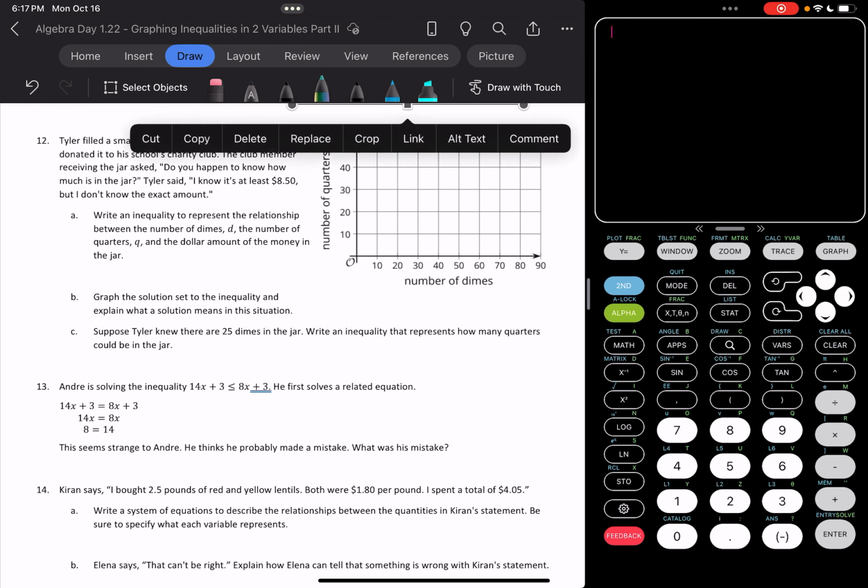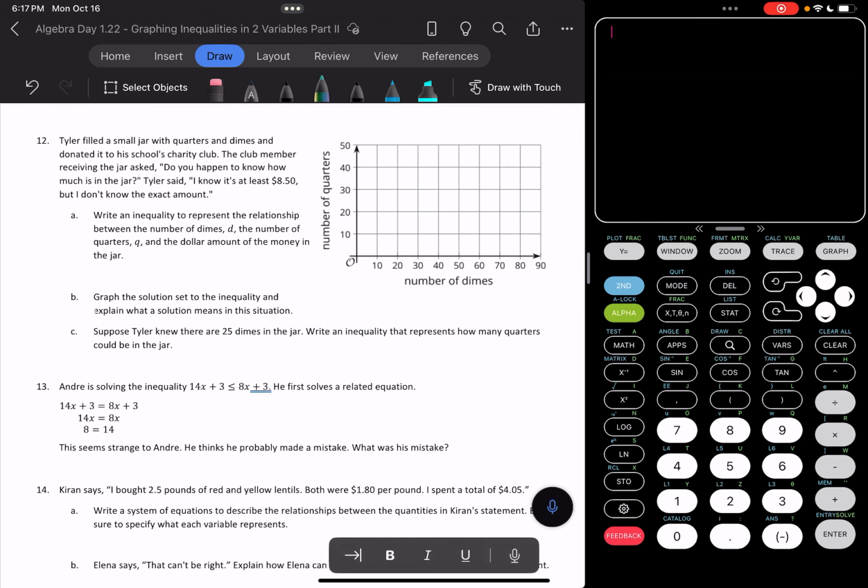All right, Tyler then fills a small jar with quarters and dimes and donates it to his school's charity club. The club member receiving the jar asked, "Do you happen to know how much is in the jar?" Tyler said, "I know it's at least $8.50, but I don't know the exact amount." Write an inequality to represent the relationship between the number of dimes, the number of quarters, and the dollar amount of money in the jar.